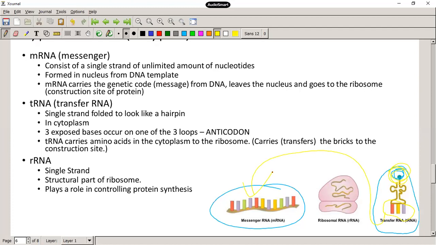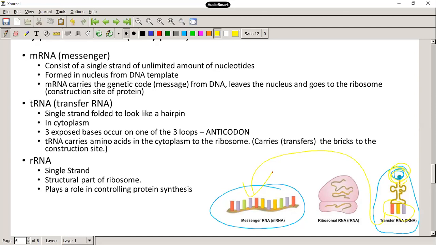Remember, when we talked about DNA replication, we said adenine and thymine, guanine and cytosine bond together. In this case, it's going to be A and U. It fits together. Okay, so the anticodon will then read the codon from the mRNA, and you'll see that better when you go through the protein synthesis videos on lesson 6. Now, tRNA carries amino acids in the cytoplasm to the ribosome, and so they're basically transporting these bricks to the building sites. They're transporting the amino acids to where the protein is being built.